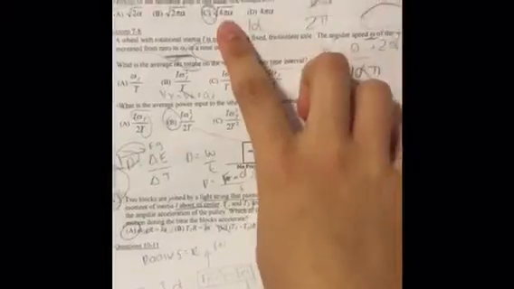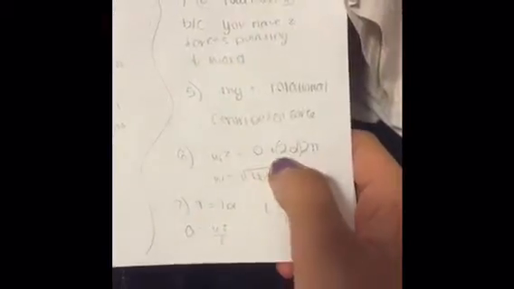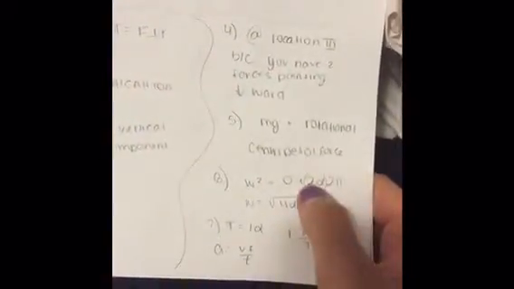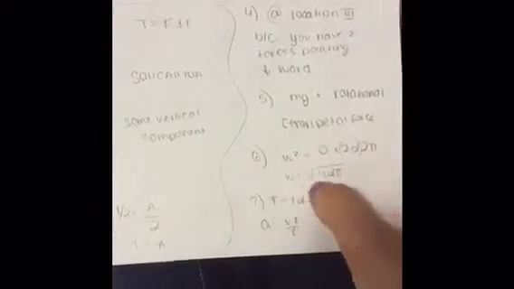I got choice C because I used the formula w squared equals 0 plus 2 alpha times 2 pi, and when you multiply, the displacement is 2 pi because that's how much it goes in a circle. A revolution is 2 pi, so 2 times 2 is 4, so it's 4 alpha pi, and it's w squared, so you take the square root. So that's how I got choice C.